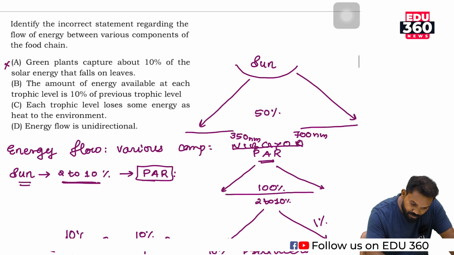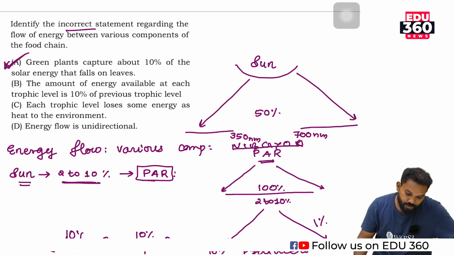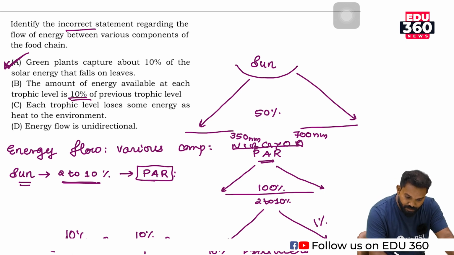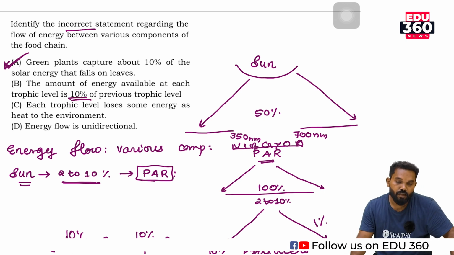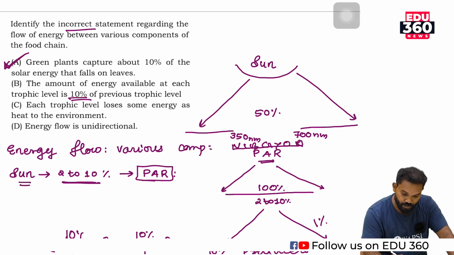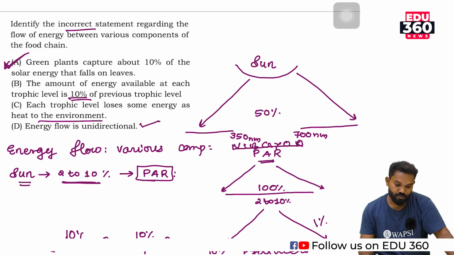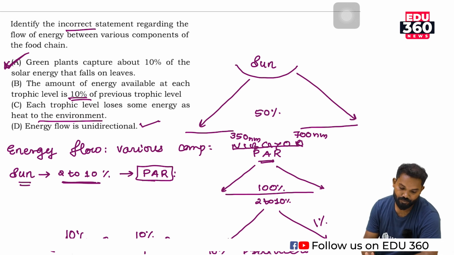So our question is to identify the incorrect statement, and this one is incorrect. Then, the amount of energy available at each trophic level is 10% of the previous trophic level. It's correct. Only 10% of the previous trophic level is the available energy for the next trophic level. Each trophic level loses some energy as heat to the environment, because the total energy does not transfer to the next level. Energy flow is unidirectional. It's true. It is a 100% true statement.